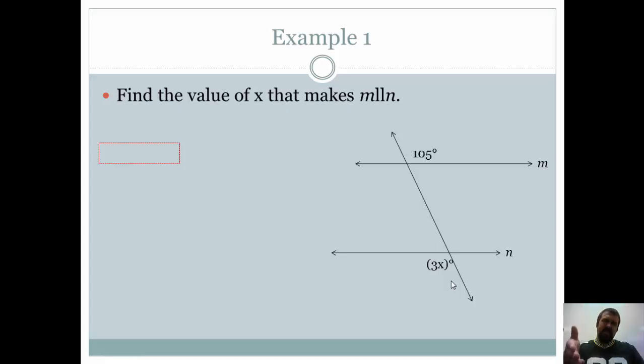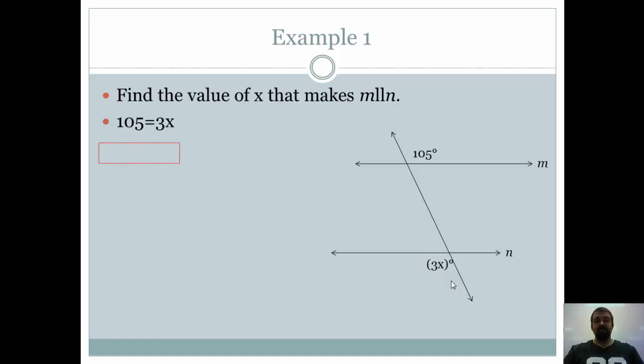Well, what type of angles are those? Yeah, I think they're alternate exterior angles. So if they're alternate exterior angles, and I want to make line M parallel to line N, for that to happen, alternate exterior angles have to be congruent. And if they're congruent, their measures are equal. So why not set 105 equal to 3x? In fact, that's what I'm going to do.